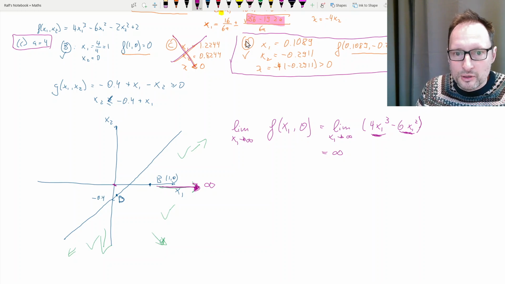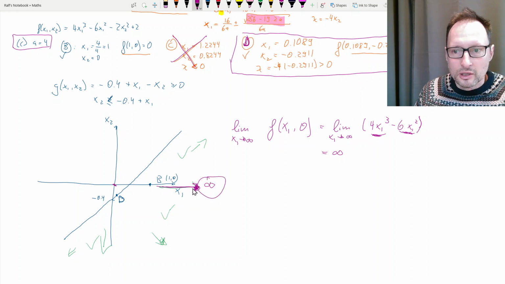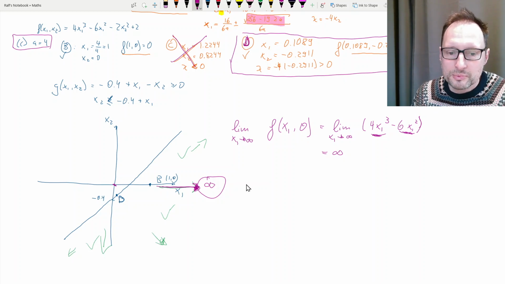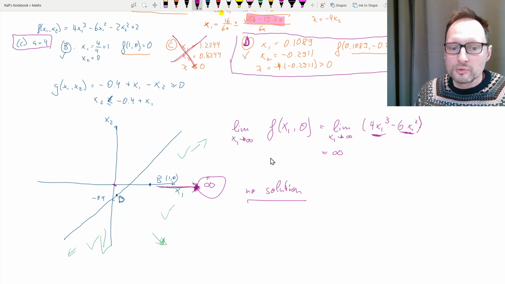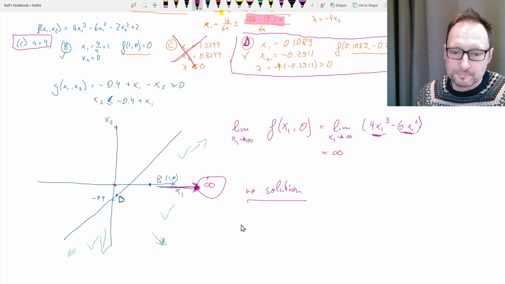And here is our answer. At point D, we found a local optimum of 1.7645. But since the function in an allowed area shoots off to infinity, this is not the solution to the problem. This problem has no solution. There is no maximum, because we can always find larger values by, for instance, walking along that axis and always increasing x1. Okay?